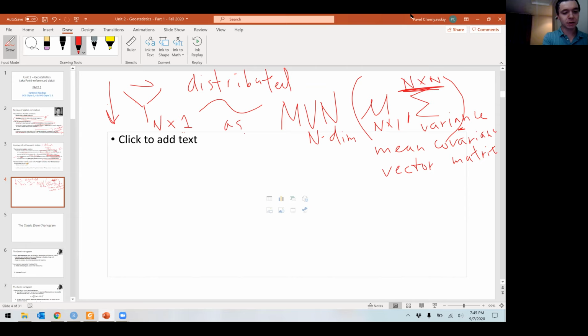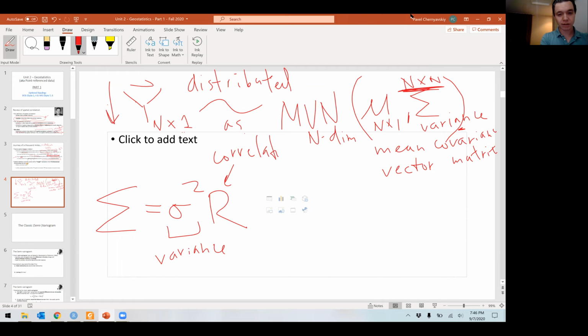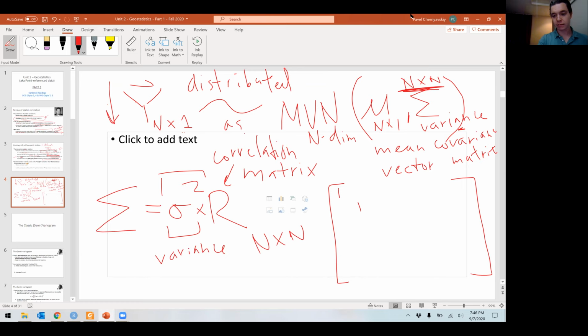So my variance covariance matrix, sigma, I can write it as sigma squared, which is my variance, times R, because this is going to be my correlation matrix. Remember we talked about that the correlation is just a scaled version of the covariance, and it's scaled by the variance. So I can rewrite our variance covariance matrix as the variance times the correlation matrix, which is going to be n by n. This helps me a little bit because I now don't have to worry about the main diagonal of my correlation matrix. The correlation matrix has ones on the main diagonal.